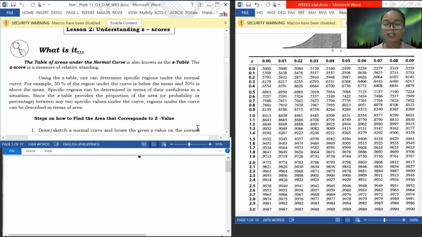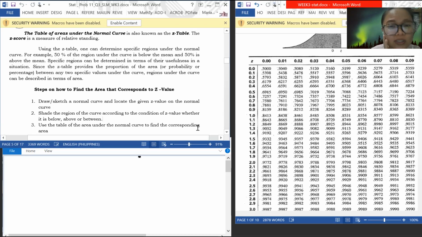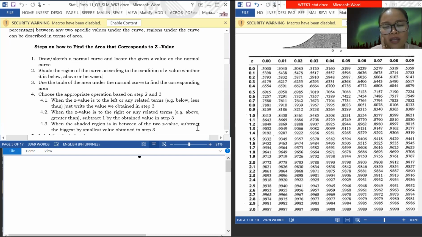Hello everyone, and we are now on our lesson 2, understanding z scores. The table of areas under the normal curve is also known as the z table, and the z score is a measure of relative standing. Using the table, one can determine specific regions. But before I do that, let's first have an orientation. How are we going to use the table?